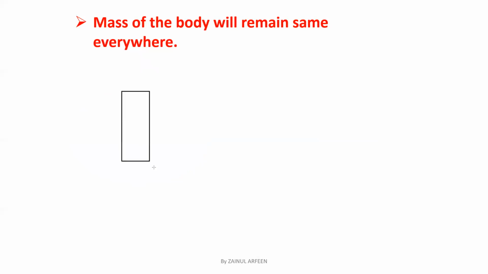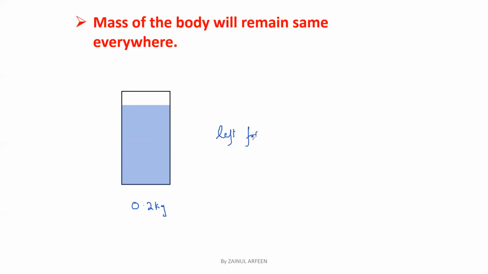For example, you have a container which is filled with water, and the mass of this water is, for example, 0.2 kilogram. Now you left it for a week. So you left this glass of water for a week, and what you observe is that evaporation occurs, and due to the evaporation, the amount of the liquid decreases.